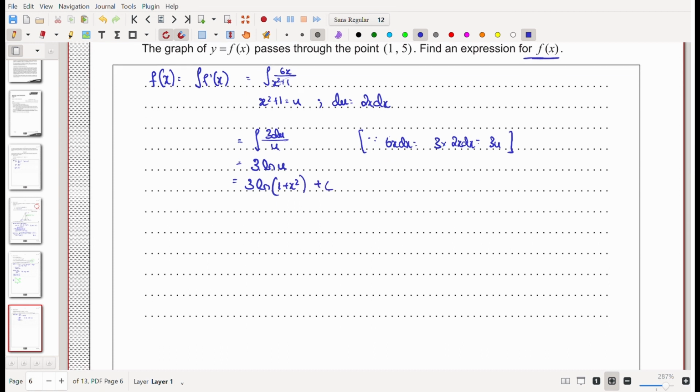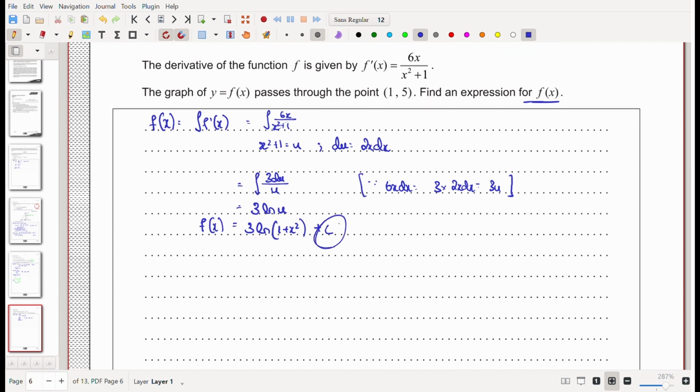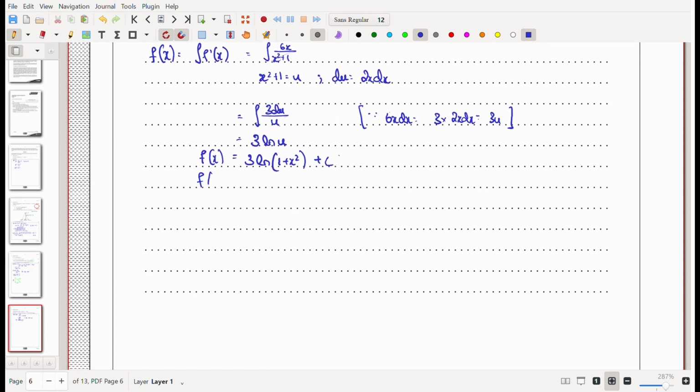But don't forget there's a plus c involved. So we have f of x, but we still have a constant. So to get rid of that constant, let's plug in our point, 1 comma 5. So f of 1 is equal to 3 ln of 1 plus 1 plus c, which is equal to 5. This means that c is equal to 5 minus 3 ln 2. Finally, our answer for f of x is going to be 3 ln of 1 plus x squared plus 5 minus 3 ln 2.